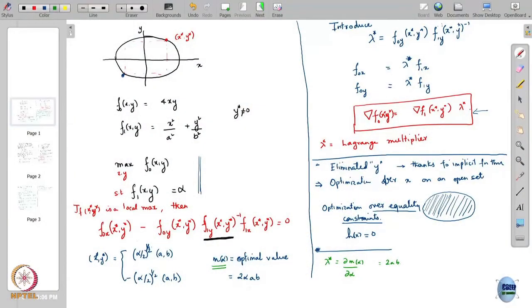So m of alpha, remember, was the area of the largest rectangle. It is a function of alpha. Alpha was the right hand side here. So alpha tells you how big your ellipse is. If I scale alpha, my ellipse magnifies or becomes smaller. So if I change my alpha slightly, how much would the area of the largest rectangle change by? That is what my lambda star is telling me. Lambda star is the derivative of the optimal value with respect to alpha.